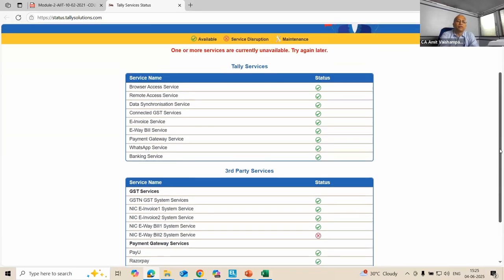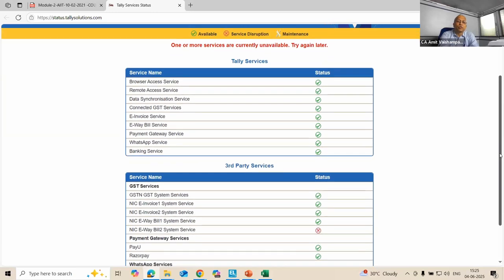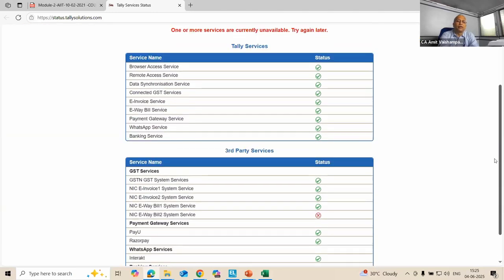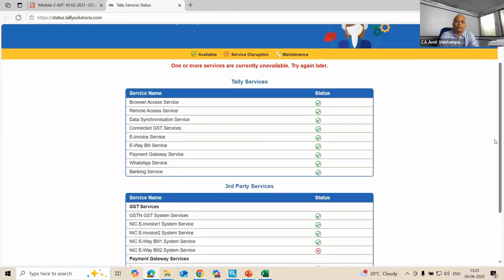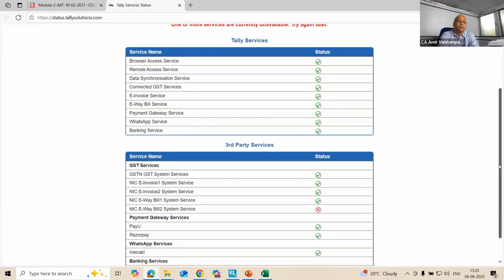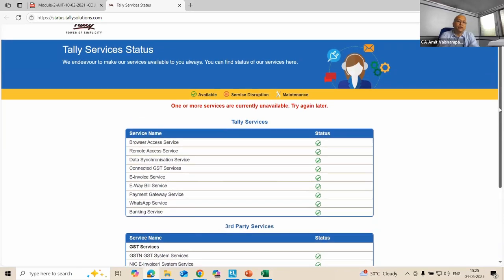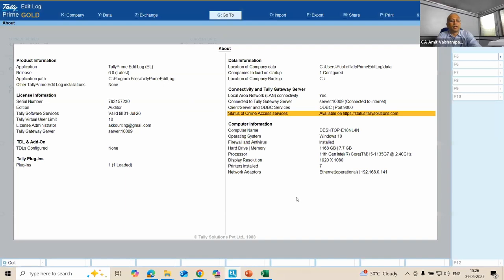So this is how service disruption is there. The rest of the services are on, with a green tick, and only one service, which is a third party service, is under maintenance right now, right? So these three things all of us have to verify: A, whether we are using a licensed Tally; B, whether we are using the latest version; and third, whether the other services and Tally services are active, right? These three things are extremely essential before we start using Tally.